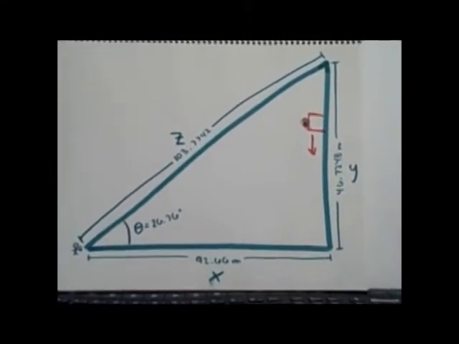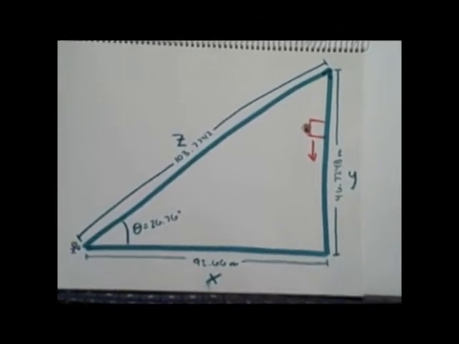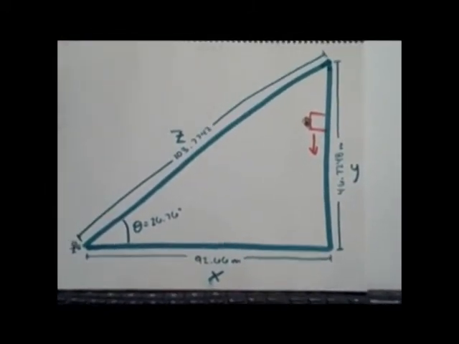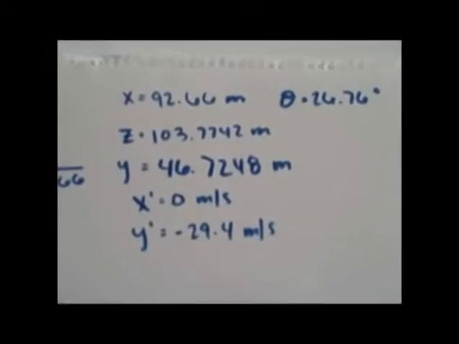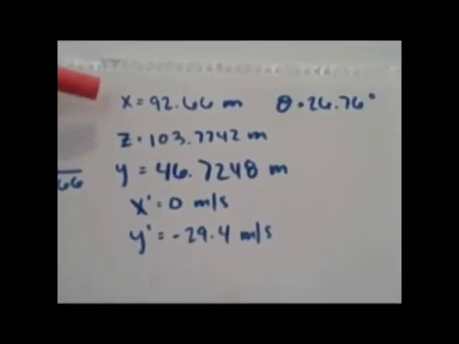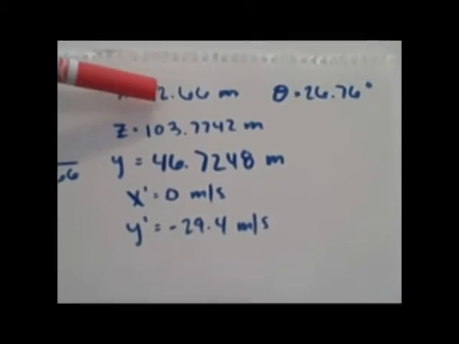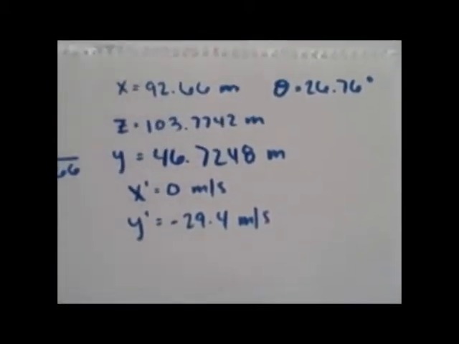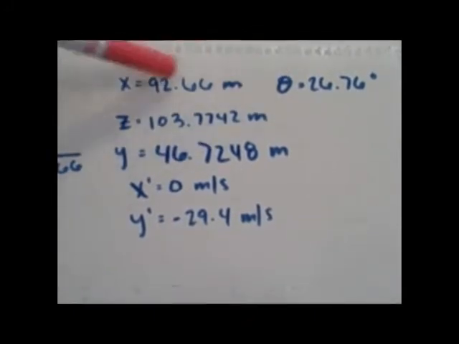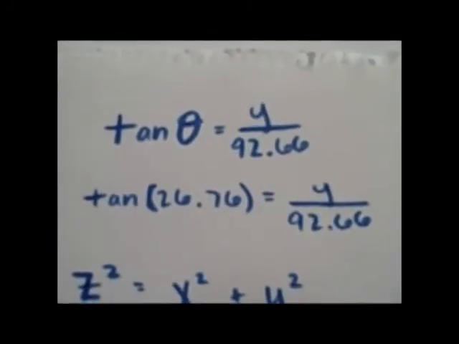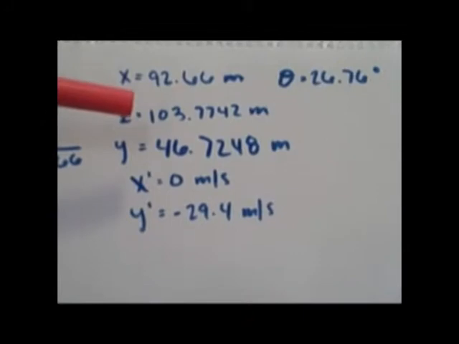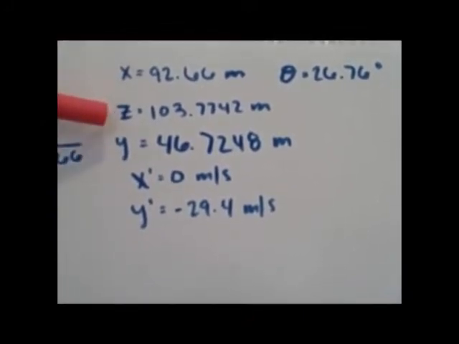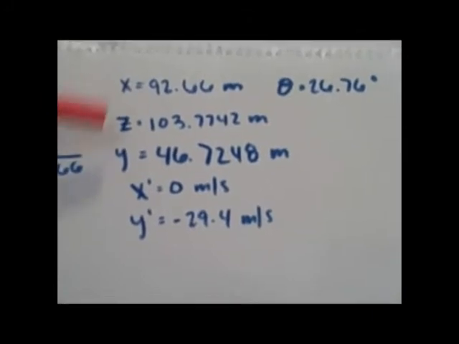So what we want to find is the rate at which the distance z between the observer and the falling ride is changing at the exact moment that free fall ends. Alright, these are our givens. As you can see, x equals 92.66 meters, and we found that theta was 26.76 degrees. Using this and this, we were able to calculate y as being 46.7248 meters, and using these two values, we could calculate z, which is 103.7742 meters.